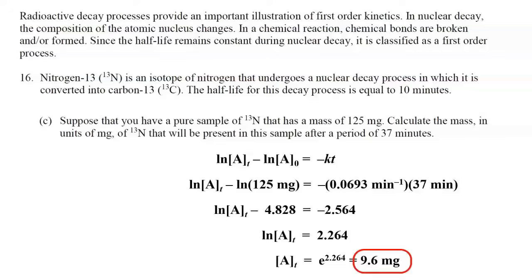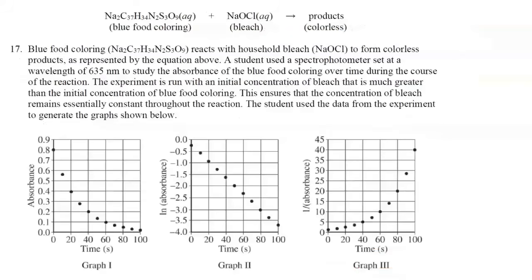So that looks good. All right, well, that's the end of part C. Let's move on to question 17 in the packet. In question 17, we are given the following information. Blue food coloring, and there is a long chemical formula listed for that, reacts with household bleach, which is sodium hypochlorite, or NaOCl, to form colorless products, as represented by the equation above.